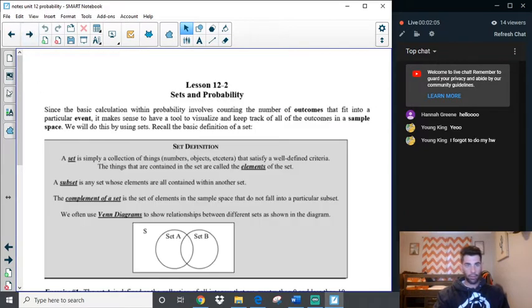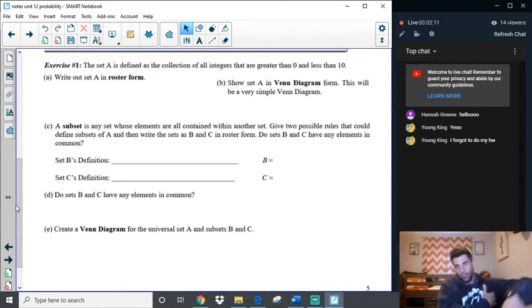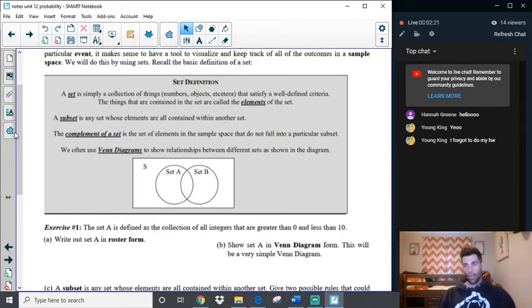Hopefully you found that a lot of this stuff was kind of straightforward. Basically what they're setting up for you is showing you how to set up sets. We're going to start working with sets and what those sets are. A set is basically a collection of whatever you want it to be, or whatever the question is making it to be. And then a subset would be anything that you could pull out from that set. And a complement of a set is basically whatever is not in that set.